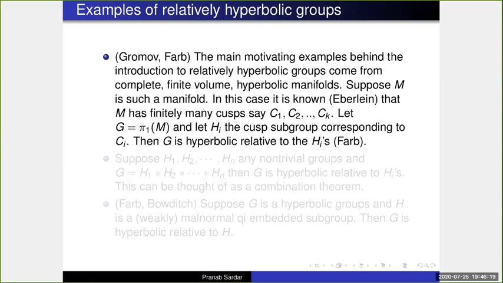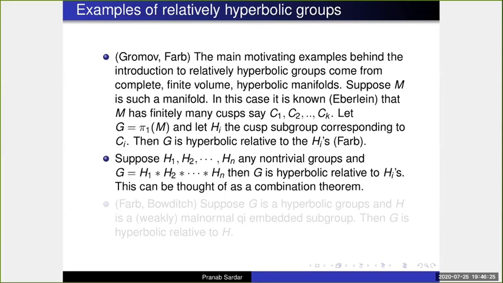So another hands-on thing that you can easily check is the following. Suppose H1, H2, up to HN is a collection of non-trivial groups, and you take their free product. Then that is relatively hyperbolic with respect to the Hi's. So you can think of this as a combination theorem.